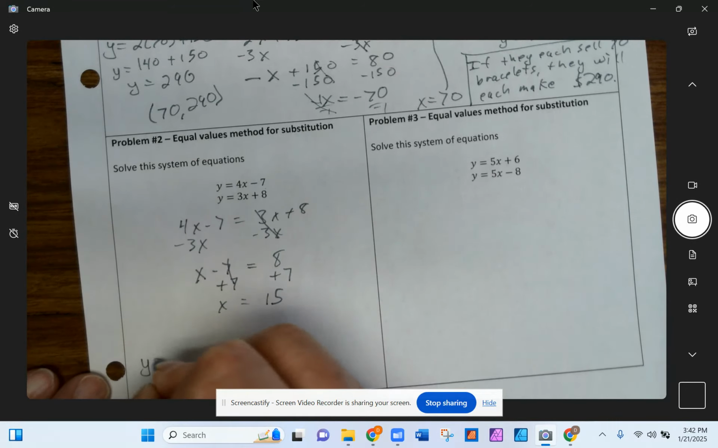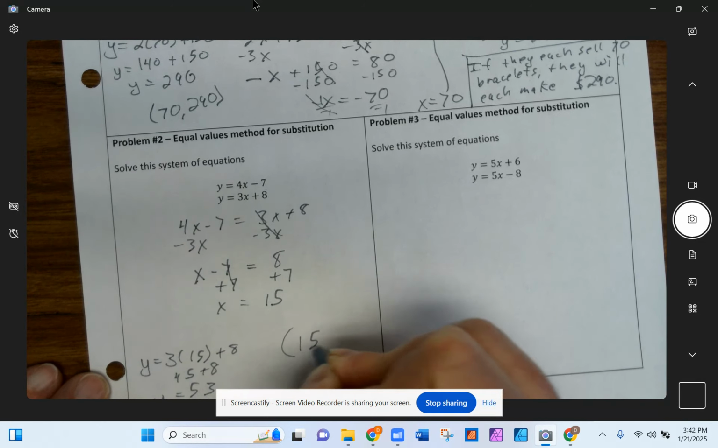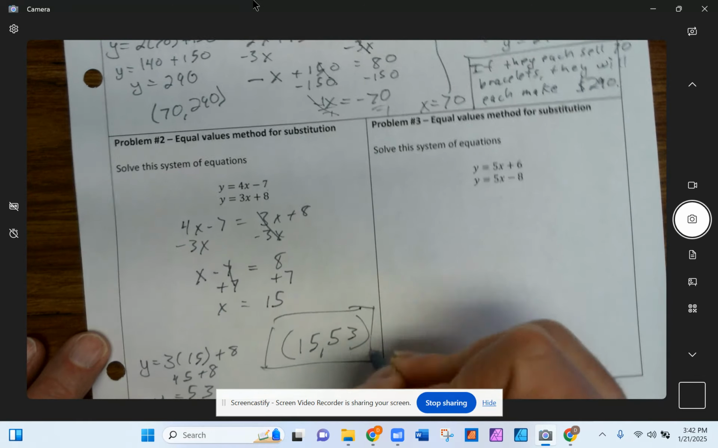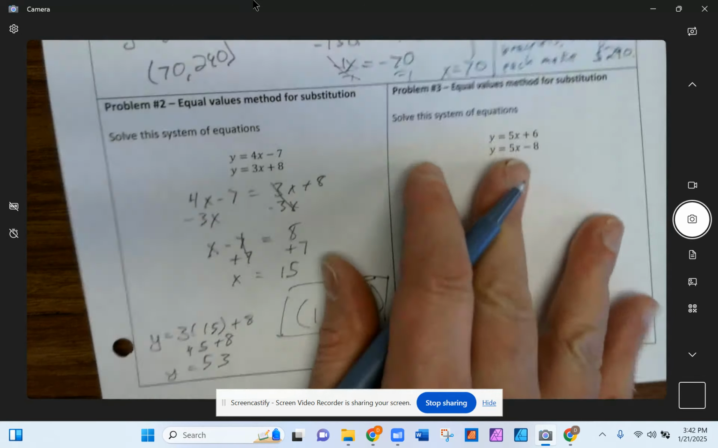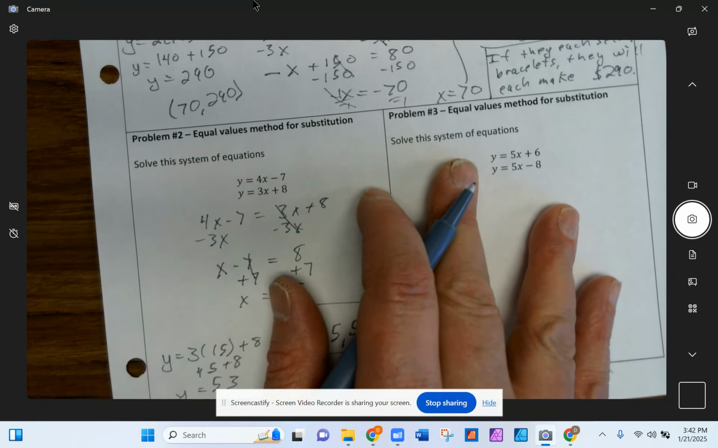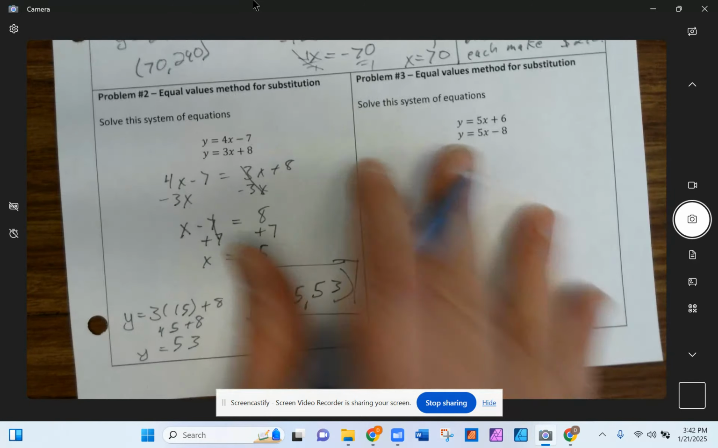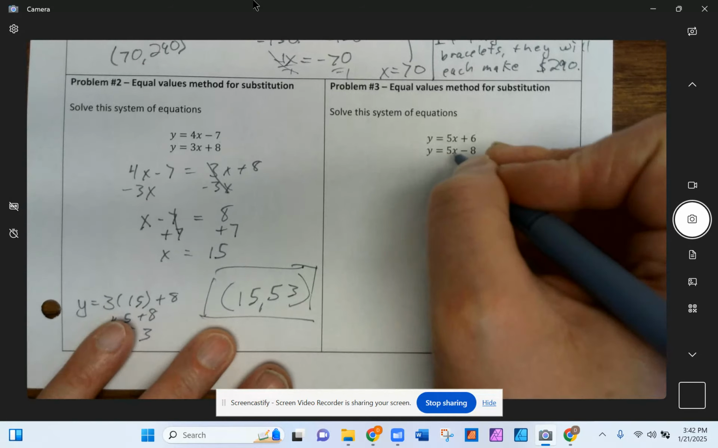So it's going to be y equals 3 times 15 plus 8, which is 45 plus 8, so y is 53. So our answer for this is (15, 53). That is our answer. And we're good here because this is not a word problem, so it's just asking for the solution. So we don't need to summarize with a sentence or anything like that. So we're done.